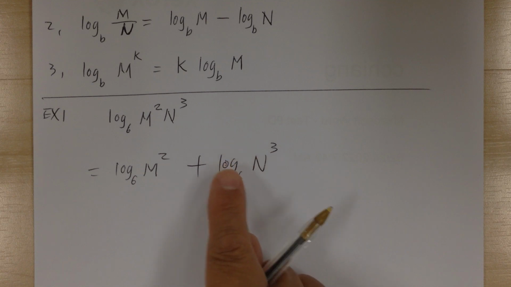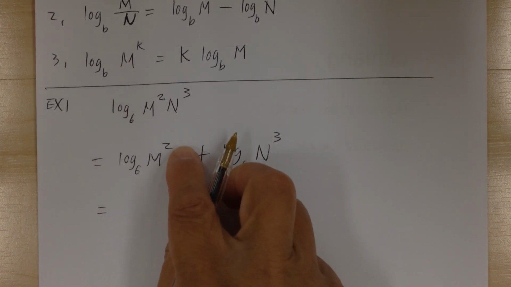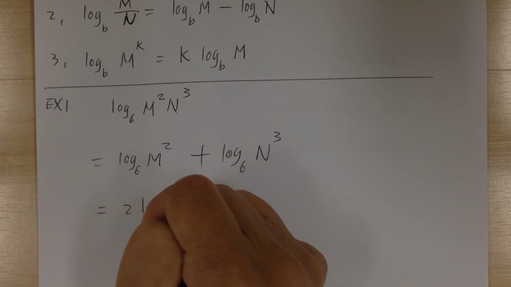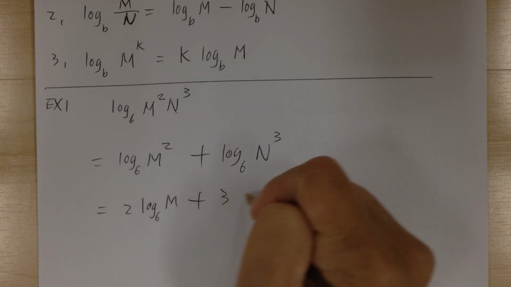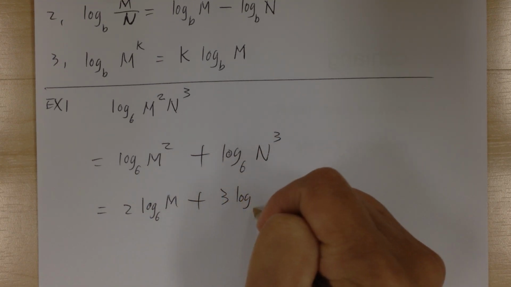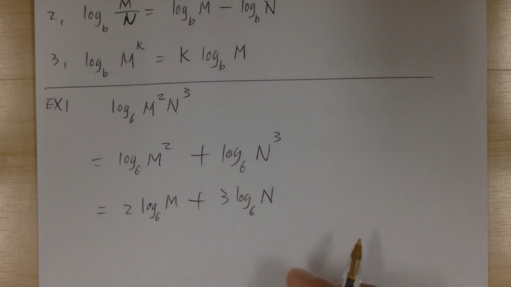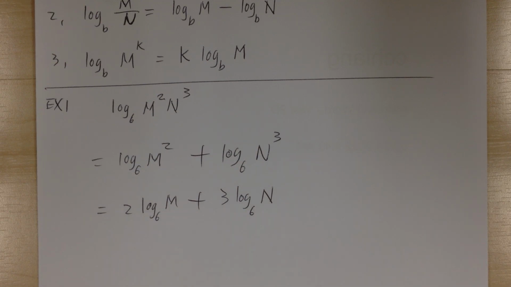Then after that, you want to apply the third law. So the exponent will come to the front. So it becomes 2 times log base 6 of m, and the 3 will come to the front, becoming 3 times log base 6 of n. So that's how you separate this into 2 separate logs. Okay, now let's go to example 2.